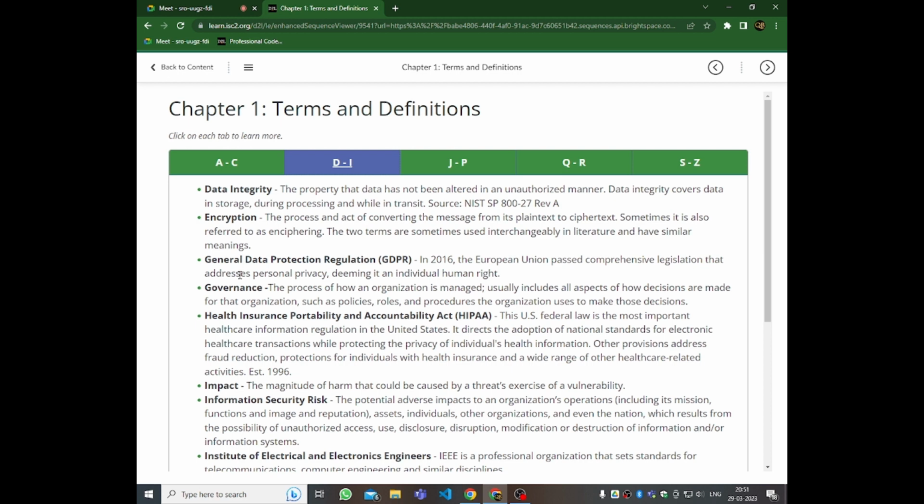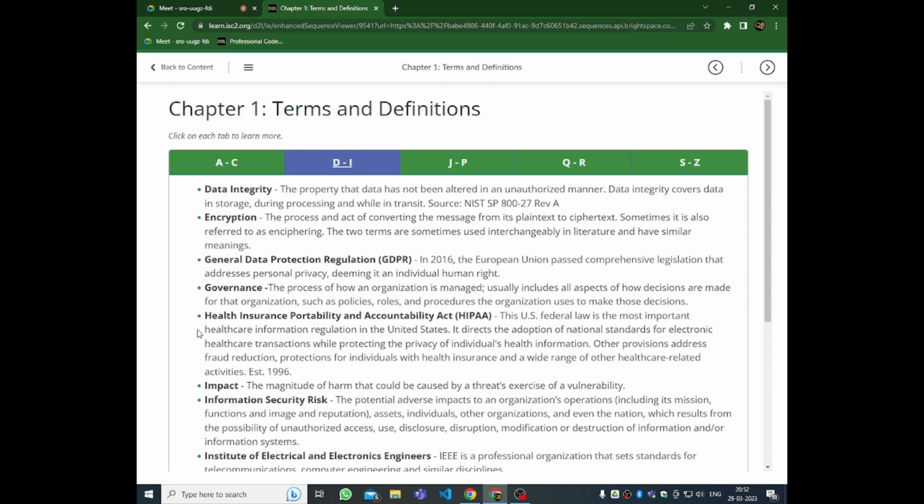Next is GDPR. As we have already seen, GDPR is where the European Union passed comprehensive legislation that addresses personal privacy, deeming it an individual human right. And the next is governance: the process of how an organization is managed, usually including all aspects of how decisions are made for the organization, such as policies, rules, and procedures the organization uses to make those decisions.